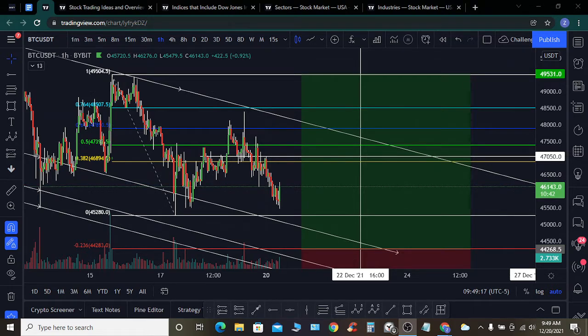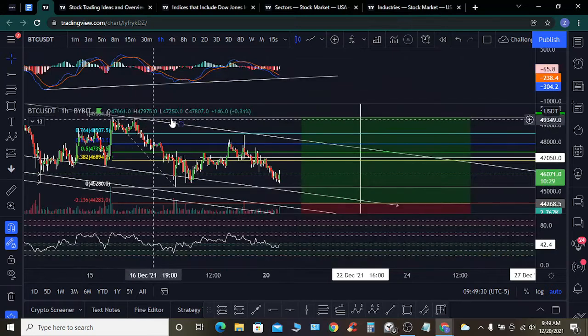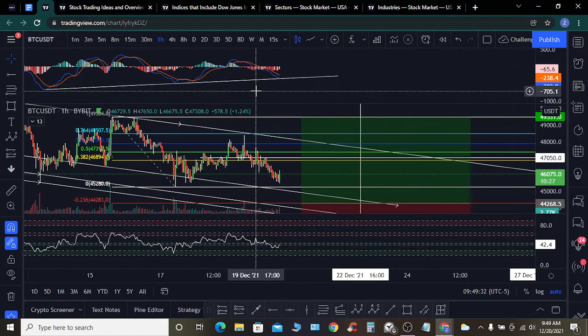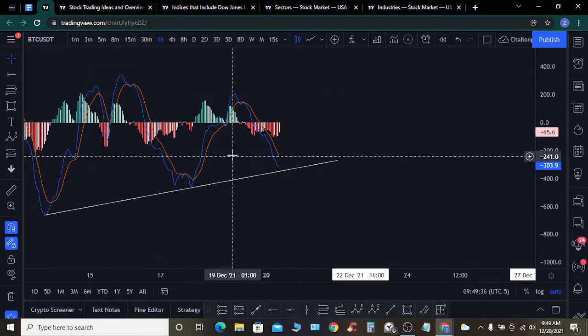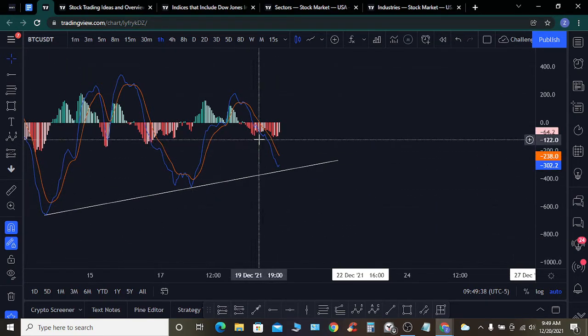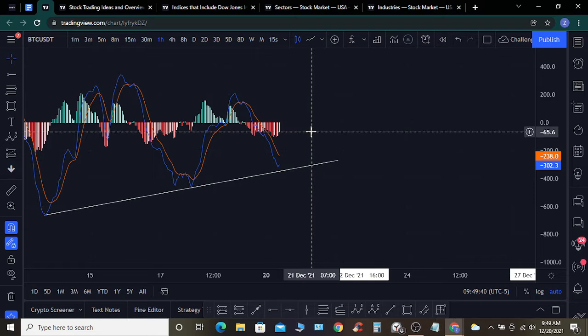As you can see, I have a target on Bitcoin, and I entered a long position just recently because I want to show you something on the MACD that I drew yesterday or 2 days ago. The MACD has a trend line with the moving averages, and it's starting to gain some steam here.